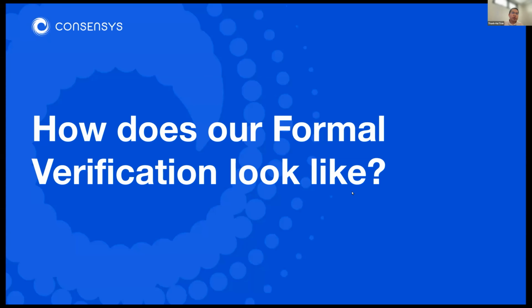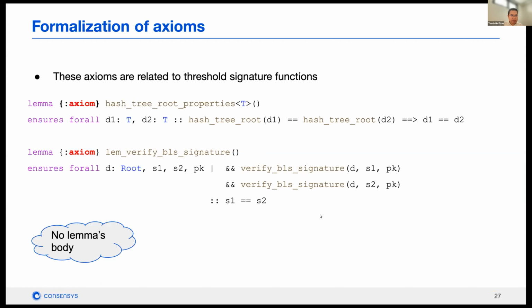And now I'm going to show you what our formal verification looks like. The first thing we need to do in our proof is to formalize axioms. The axioms are for the behavior of our trusted path. So for example, here you can see two axioms. They are related to threshold signature functions.